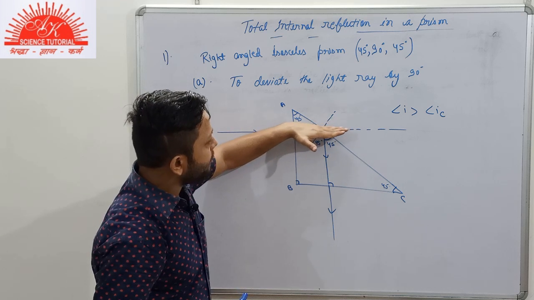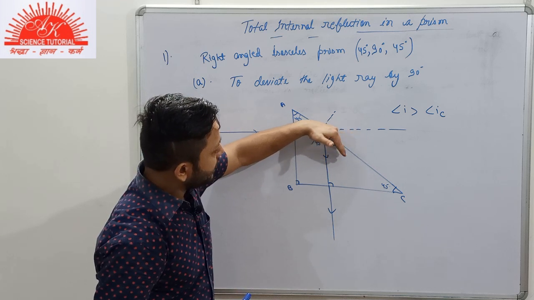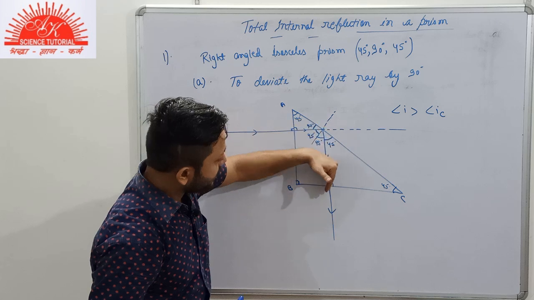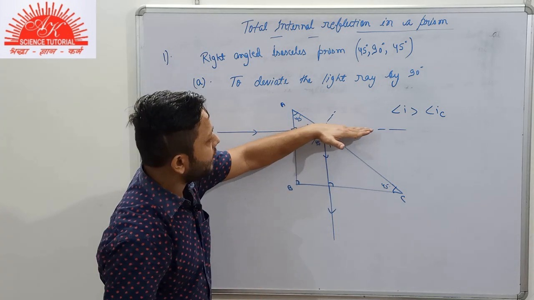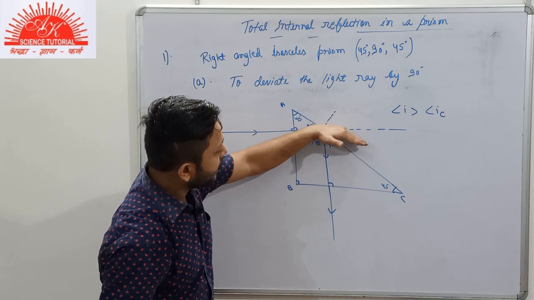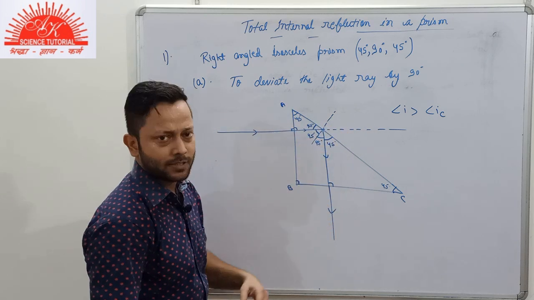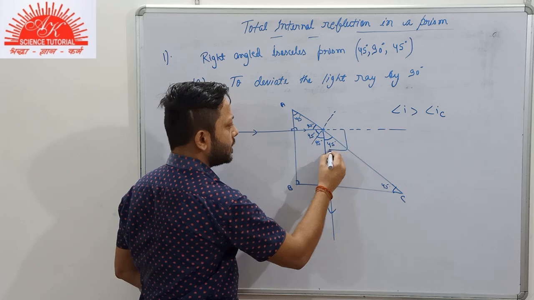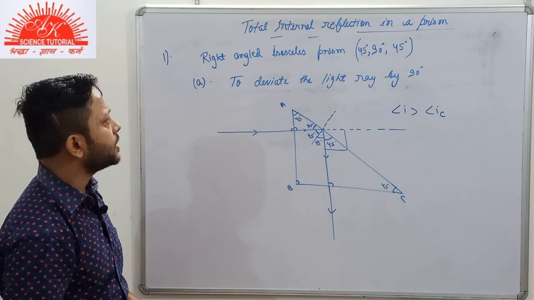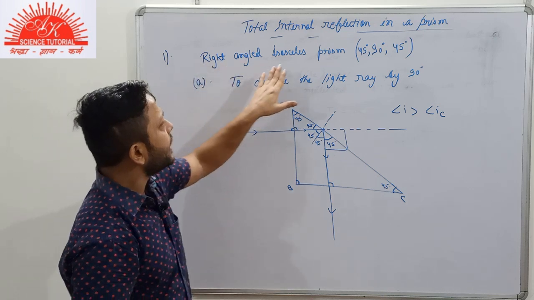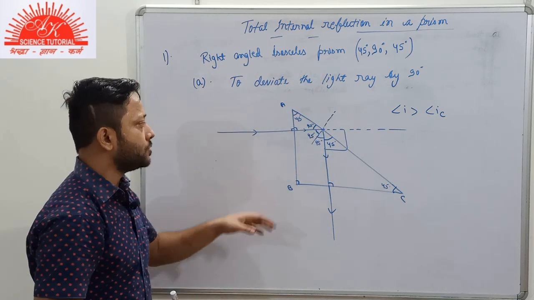It is deviated by this much angle and passes along this direction. So how much deviation takes place here? The light ray is deviated by 90 degrees. It's very simple. This whole angle is 90 degrees. So this was the very first condition in which the right angled isosceles prism is used.